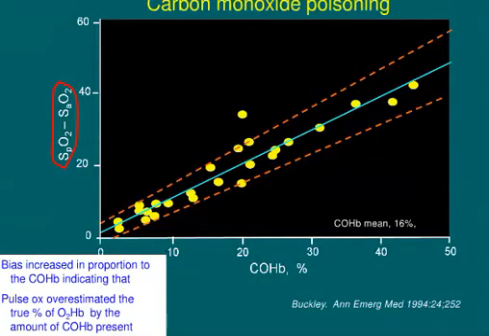Here I'm showing you the bias. This is a study in patients with carbon monoxide poisoning. The bias of the oximeter on the y-axis against the concentration of carboxyhemoglobin. And as you can see, as the carboxyhemoglobin goes up, so does the bias of the pulse ox. And in fact, it overestimates the true percentage of oxyhemoglobin by the amount of carboxyhemoglobin present.